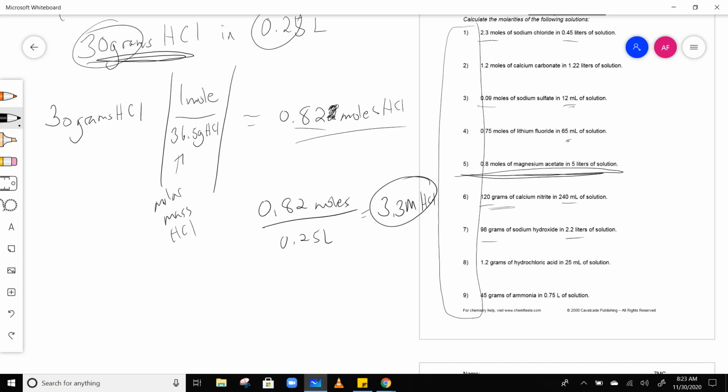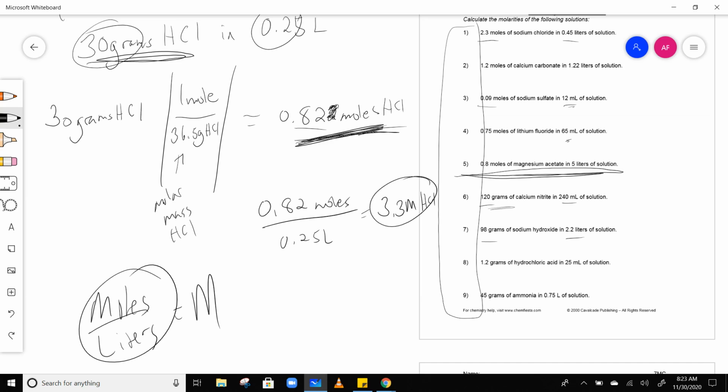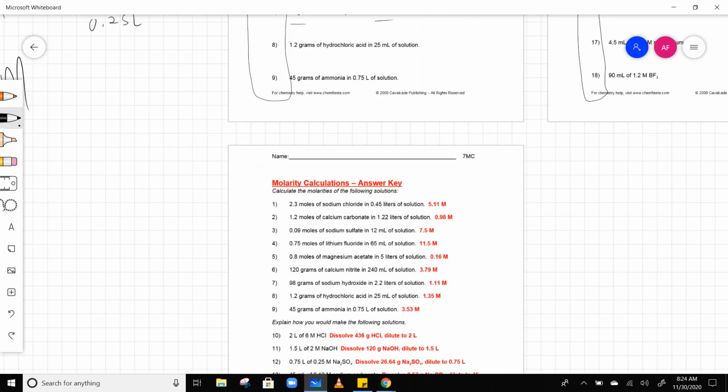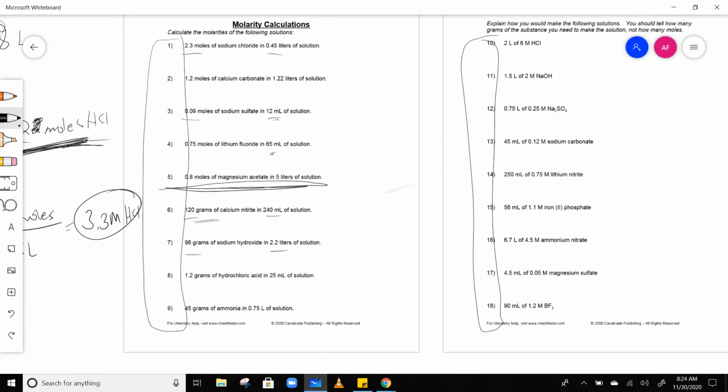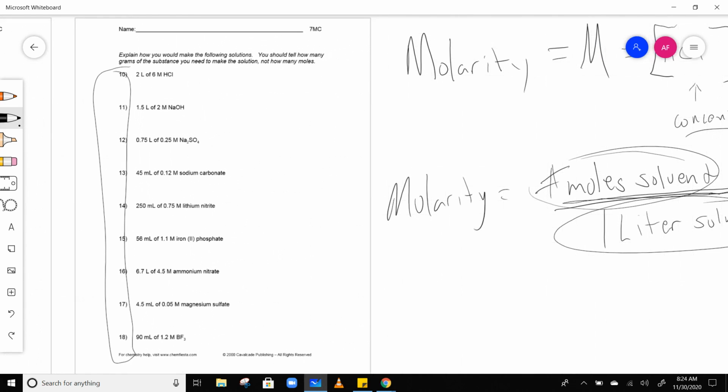So again, we're just converting grams to moles, and then we take our number of moles and divide it by number of liters. Really simple. Moles over liters, always, always, always, for molarity. And if we were given the 0.25 liters in milliliters, we just have to convert from milliliters to liters first. So you should be able to do number 1 through 9, no problem. You can check your answers at the bottom. I did give the answers there, so try them before you just look at the answers though. Okay, next.